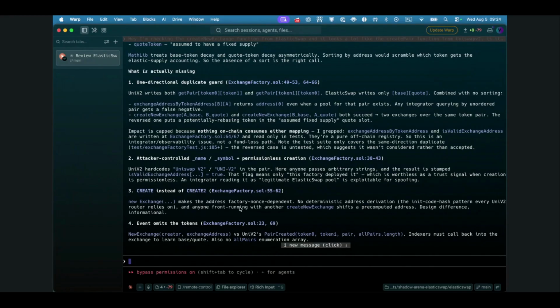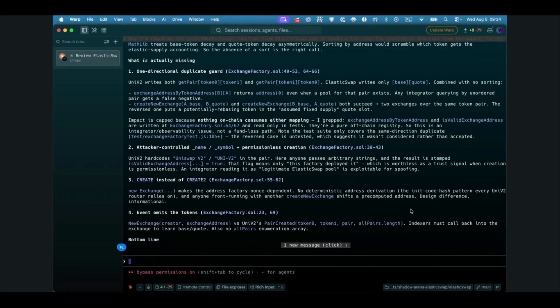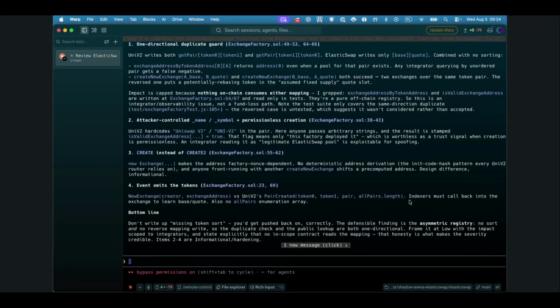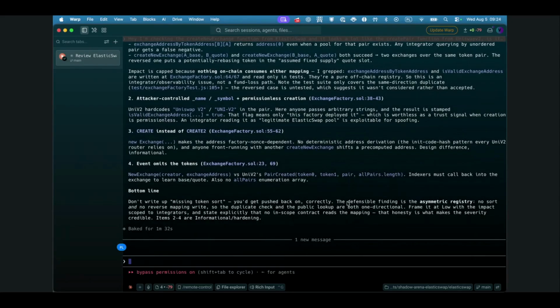It makes the address factory nonce dependent, not a deterministic address. That's fair, yeah. And anyone front-running with another createNewExchange shifts a pre-computed address. Design difference. Informational, okay. Event omits the tokens. Event missing, okay. The defensible finding is asymmetric registry, no sort and reverse mapping, right. Frame it at low with the impact scoped to integrators.